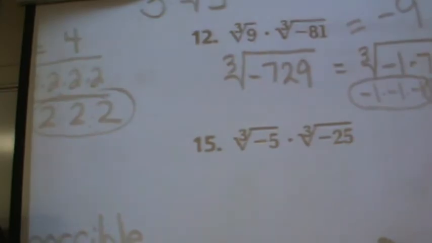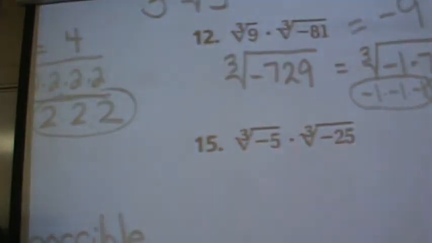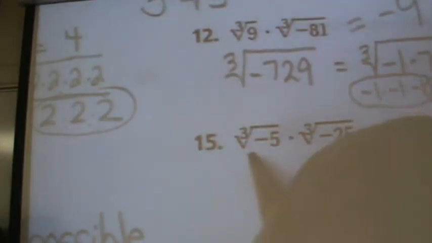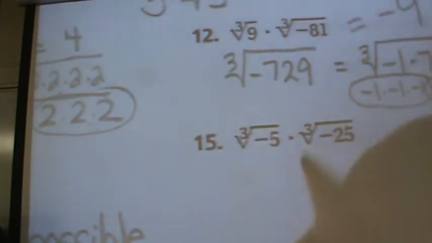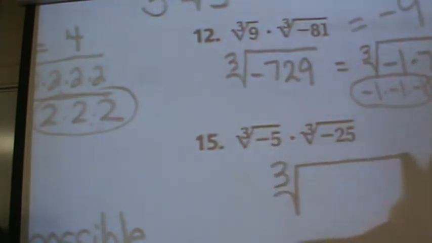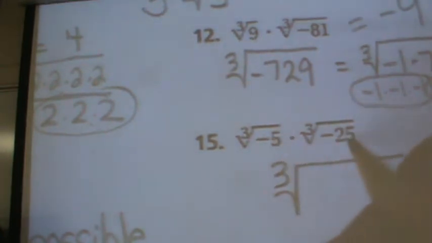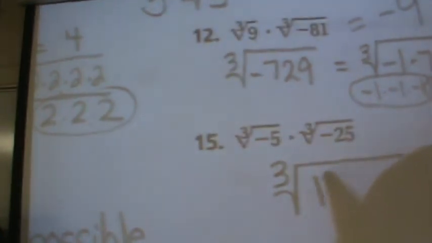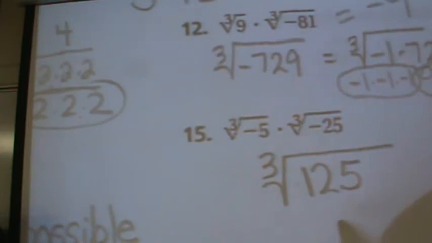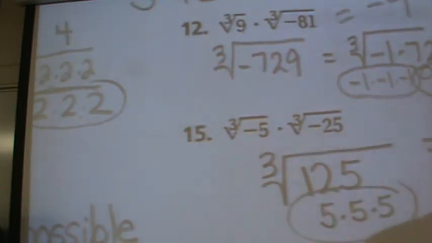And let's do this one. Are these indexes the same? Yes. We can multiply these 2 numbers together. What's -5 times -25? 125. And what is 125? It's 5 times 5 times 5. Do we have 3 sets of something? Yeah, it's just 5. The answer's 5.